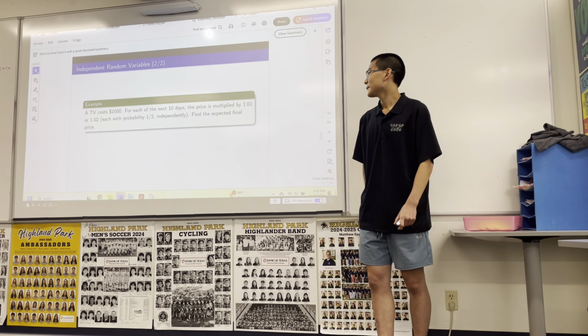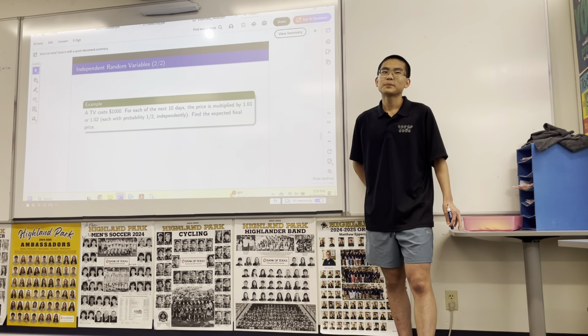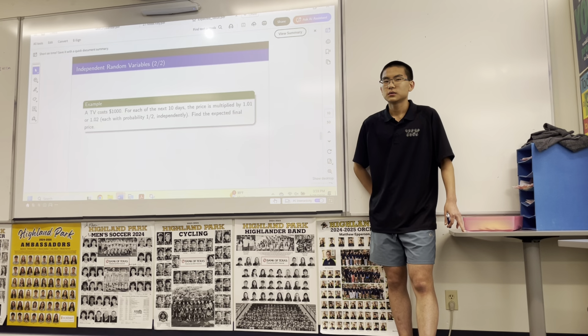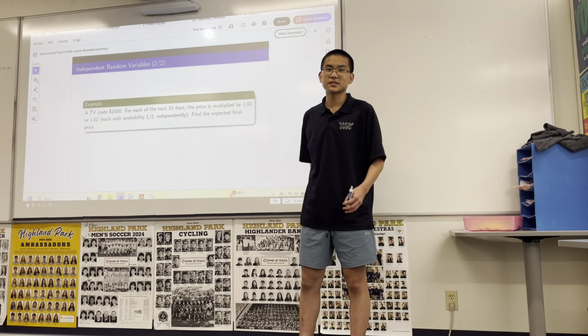Yeah. 1,160.4. How did you do it? Geometric mean. Wait, you took the geometric mean of 1.01 and 1.02? No, it's not right.